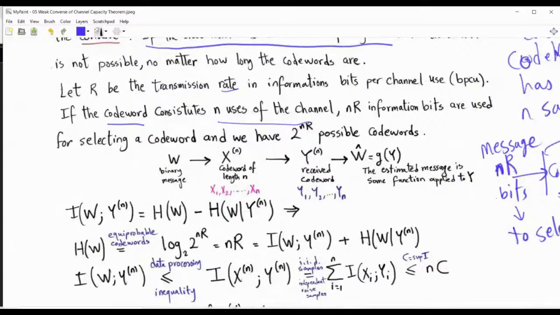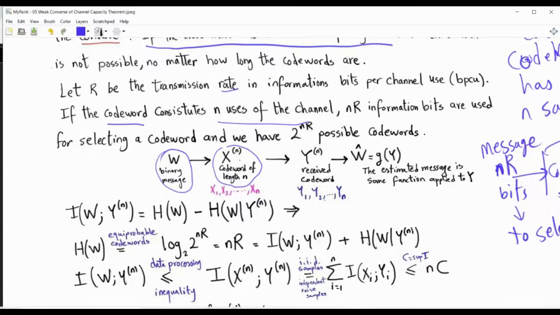Okay, and so here's our system. You have a binary message, and you use the binary message to select a code word of length n. So it has n samples, and then you put this on the channel. You get n received samples. So what is the relation between the y's and the x's? Basically you have the contamination by the Gaussian noise, and then in the receiver you get your received code word, and you apply a function to it to guess which code word has been transmitted.